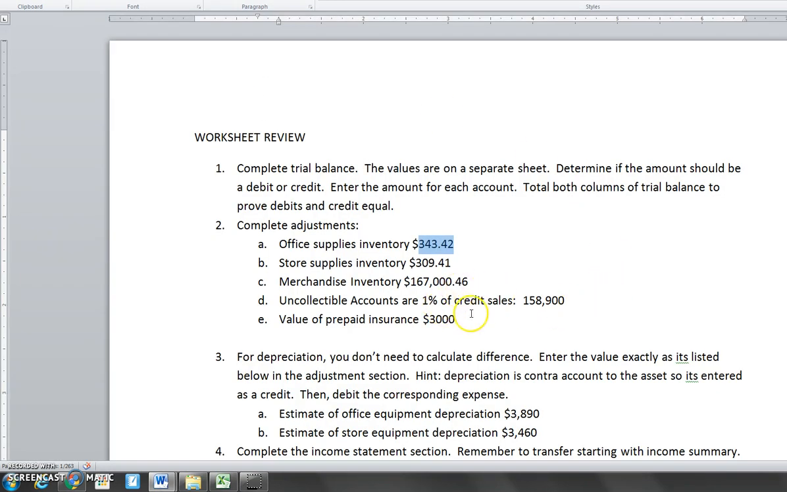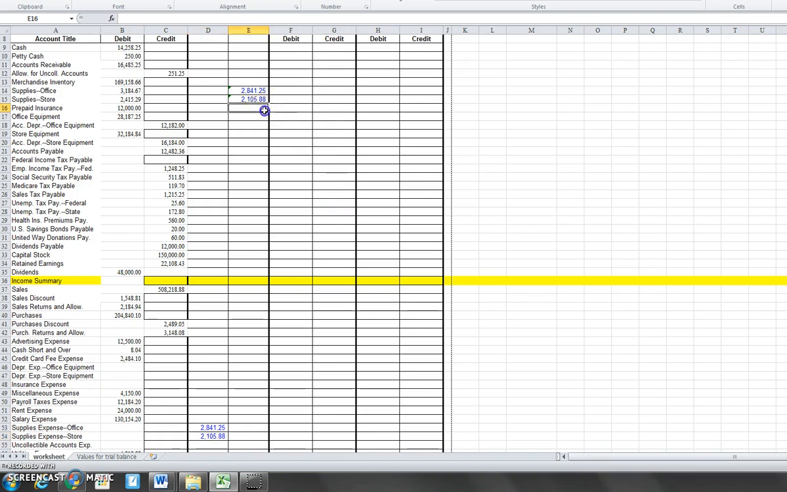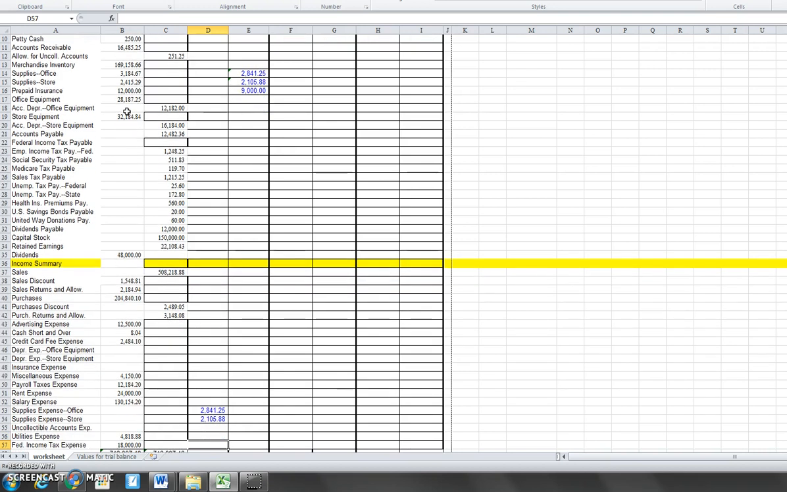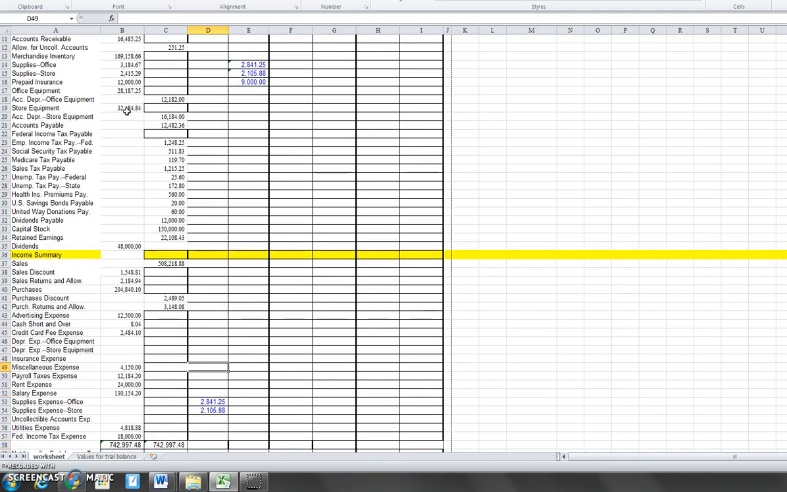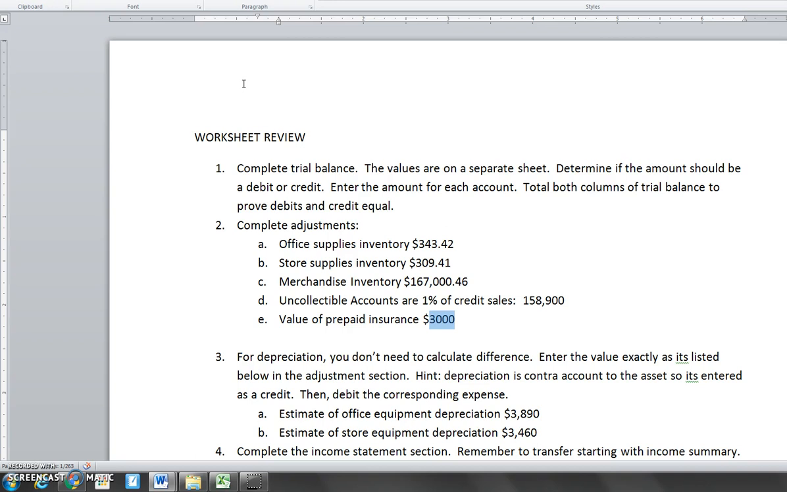Insurance is $3,000 left. So we're going to take the current balance minus $3,000, and that's our adjustment. Again, find the corresponding expense, which is insurance up here, match, enter. So those are the three adjustments to our supplies and insurance.